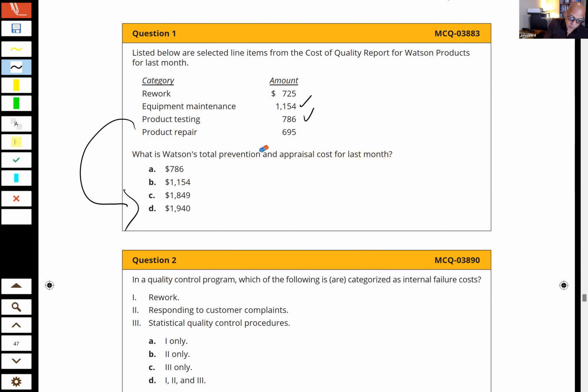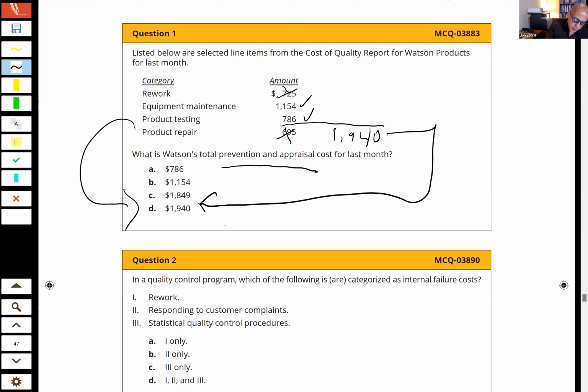I'm having problems here with this. I didn't give myself very good notes on this. Yeah, prevention and appraisal. Rework is not prevention, and product repair is not prevention. So I was describing it correctly. I just didn't do my math right. That's what you're telling me, Michael? That it was 1940? Yeah, at least that's what I got. Okay, sorry, guys. My bad. Erase that. I see what I did wrong. Sorry. It happens.